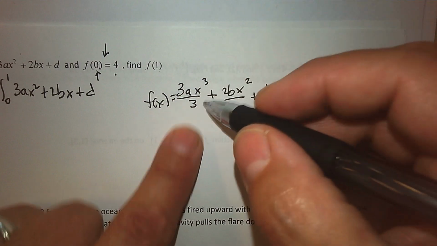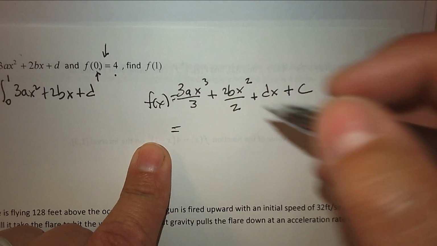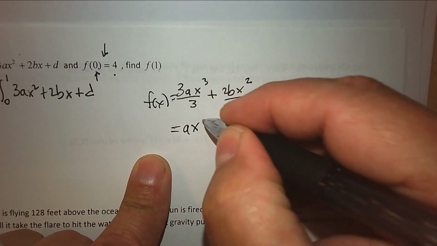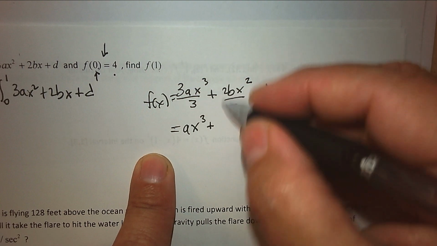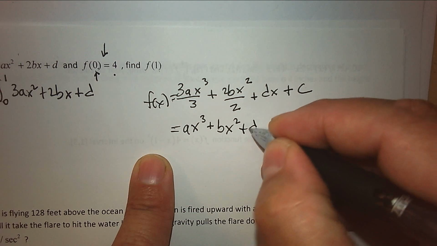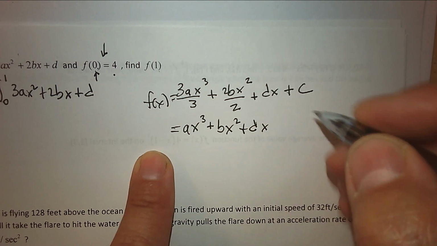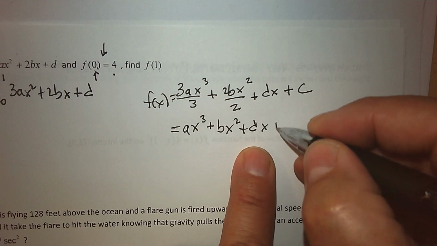So, simple anti-power rule. Add 1 to the exponent and divide. I could clean it up a bit. The 3's cross out. The 2's cross out. Recognize it's dx, not like it's the derivative with respect to x, but just the letter d with x. And then the big C.